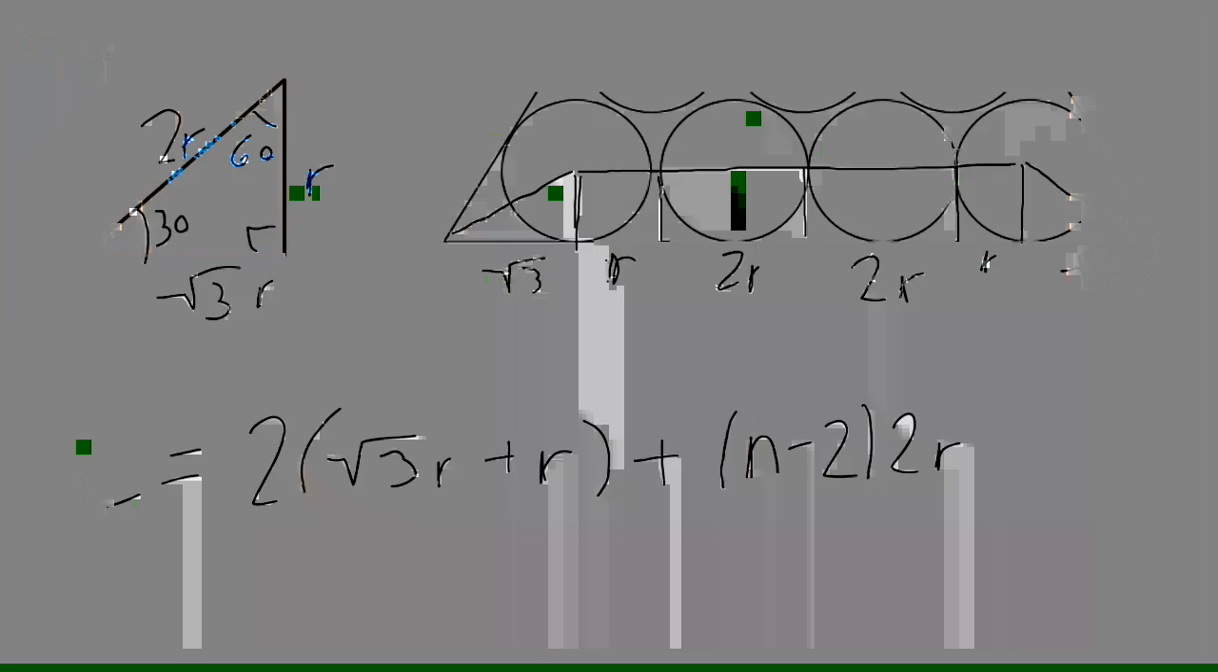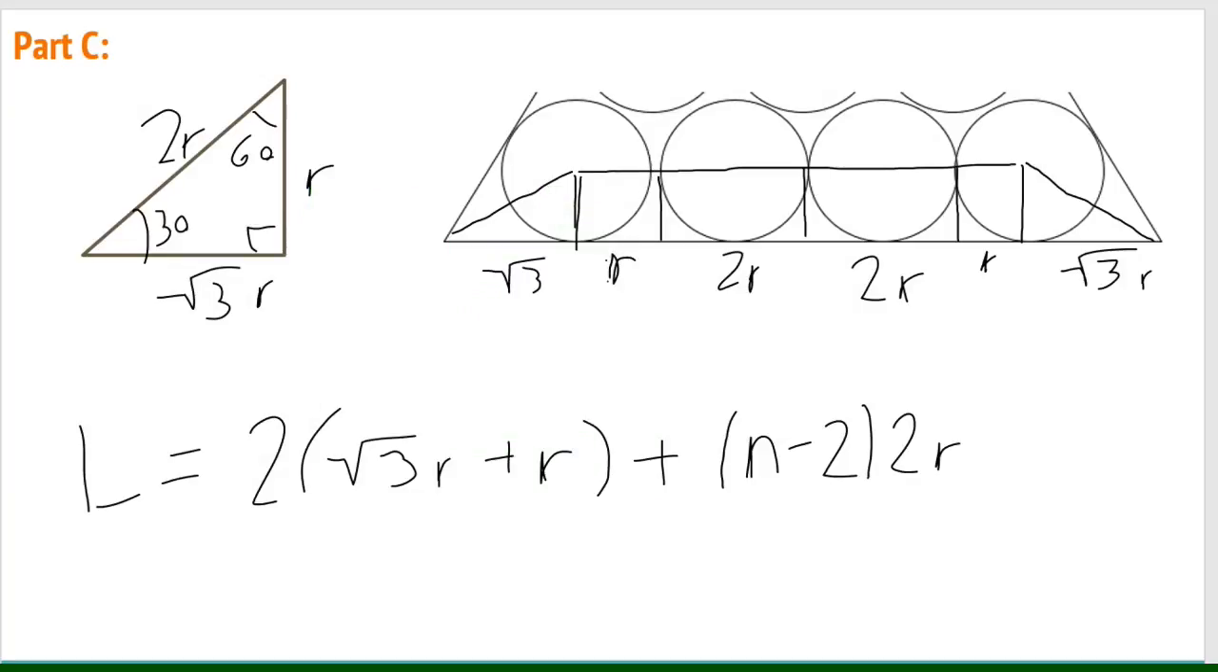The remaining length of L in terms of r can be seen above. 2r is the length given by each of the circles that are not at the ends of the bottom row. Since there will always be 2 circles at each end of the bottom row, the number of circles between the end circles will be given as n minus 2. That means the length of the base of the triangle, given in terms of r by the 2 end circles, is 2 times root 3 r plus r. Therefore, L equals 2 times root 3 r plus n minus 2 times 2r.